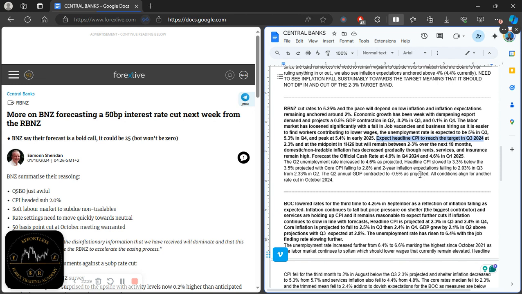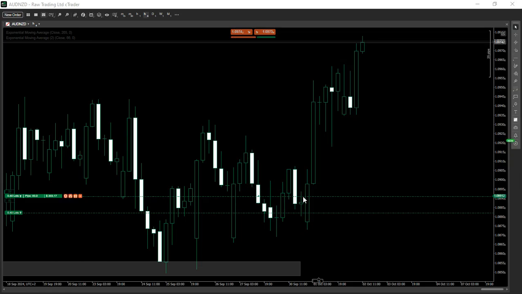So those are currently the expectations, coupled with weaker economic growth, as well as an increase in the unemployment rate or weakening labor market, right? So all of those things align for what? For another interest rate cut in October. And then we have BNZ making a case for a larger rate cut. So now, based on this understanding, that is why I decided to do what? To buy AUD/NZD, because I'm bullish on the Australian dollar, and now I am even more bearish on the New Zealand dollar or the New Zealand economy.